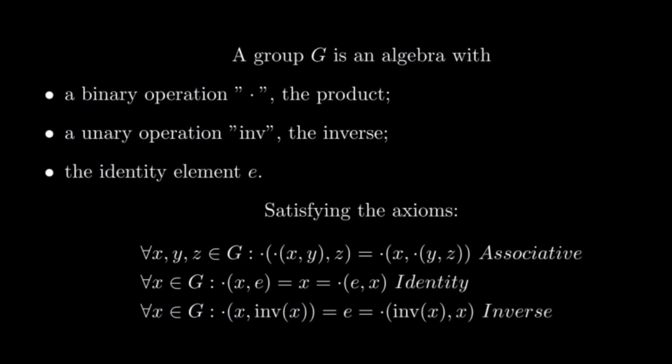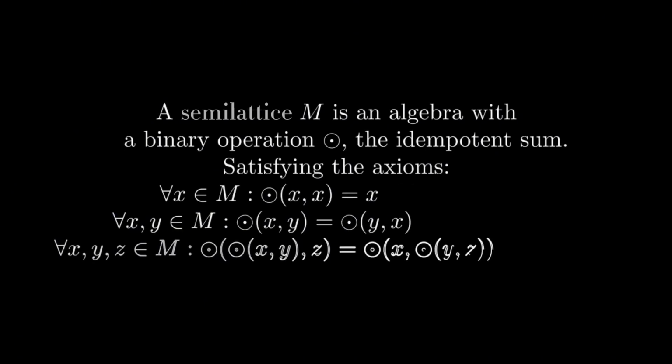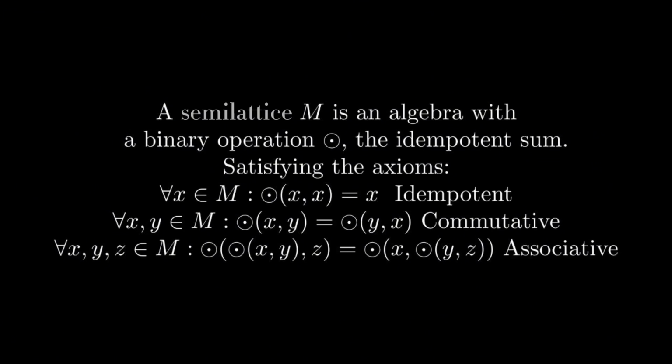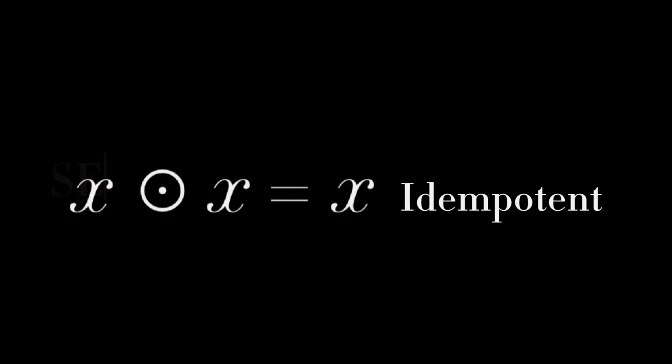Let's take a closer look at a specific algebraic structure, a semilattice. A semilattice has a single binary operation called the idempotent sum. This operation is commutative, associative, and idempotent. This means that when the operation is applied to any element x with itself, the result is that same element x. Let's check out a couple examples of semilattices.